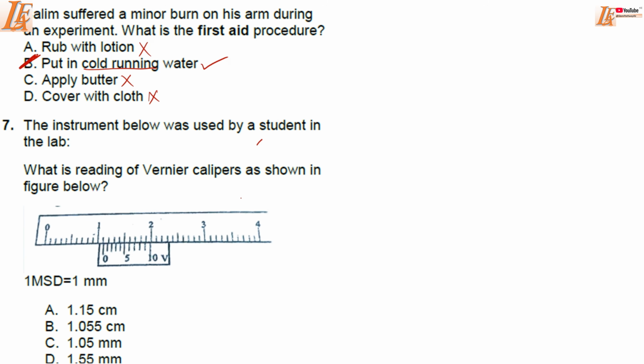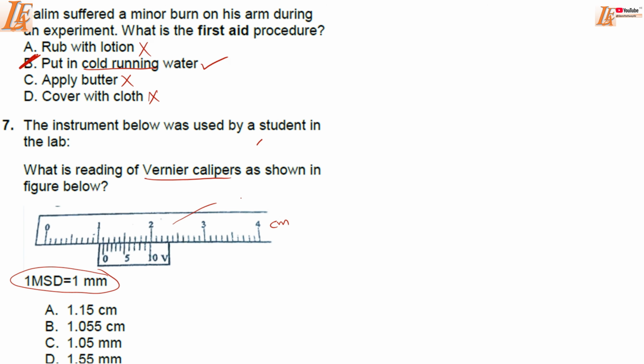Question 7. The instrument below was used by a student in the lab. What is the reading of the vernier calipers? So the instrument is called the vernier calipers, as shown in the figure below. In this case, you have been notified that one small division is equal to 1 millimeter in this main scale. So this main scale is given in centimeters, but one division between 2 points in this case is 1 millimeter.